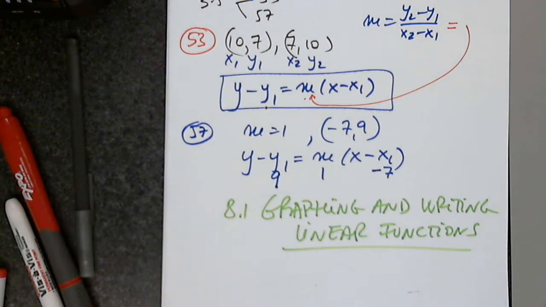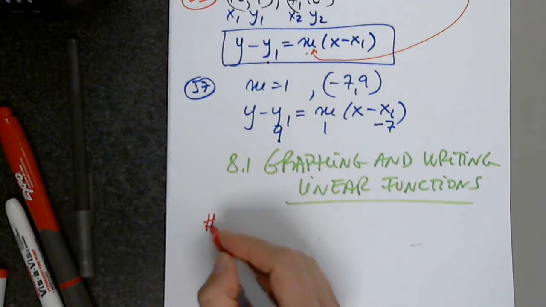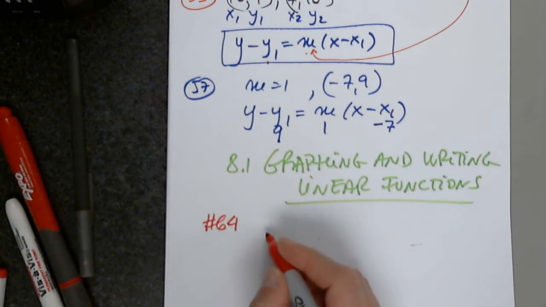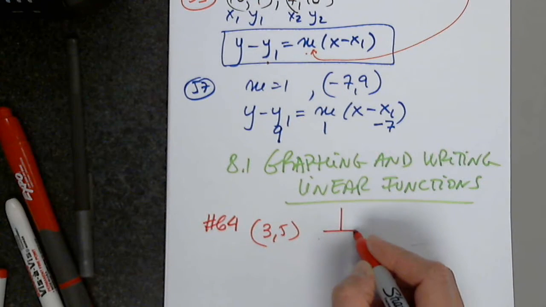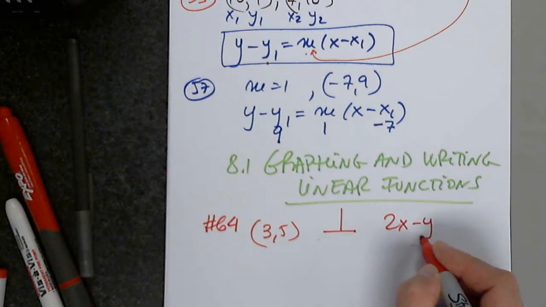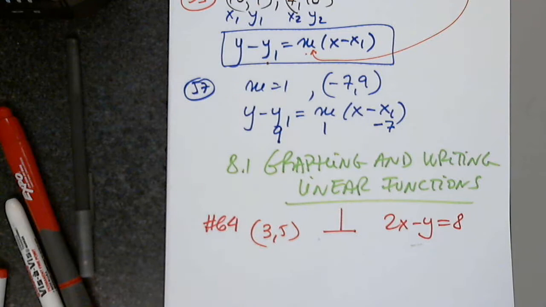Very good. Nothing new. Everything is the same. Let's go to page 516, 517. What I would like to work on, something that I did not get the chance to work on last time, is parallel and perpendicular lines. So let's look at problem 64. A line passes through (3, 5) and is perpendicular to 2x minus y equals 8.